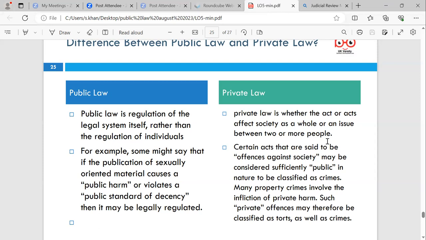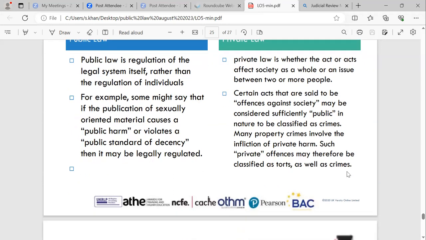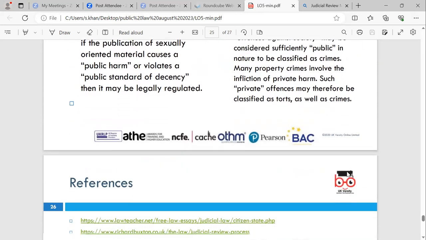The question is whether the act or acts affect society as a whole or an issue between two or more people. Certain acts that are said to be offences against society may be considered sufficiently public in nature to be classified as a crime. Many property crimes involve the infliction of private harm. Such private offences may therefore be classified as torts as well as crimes.